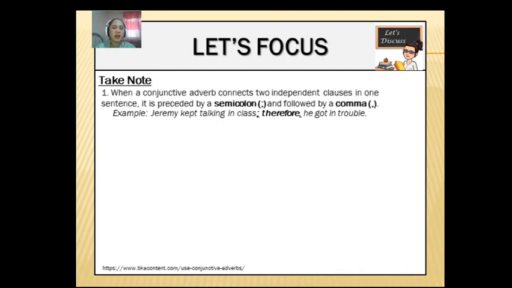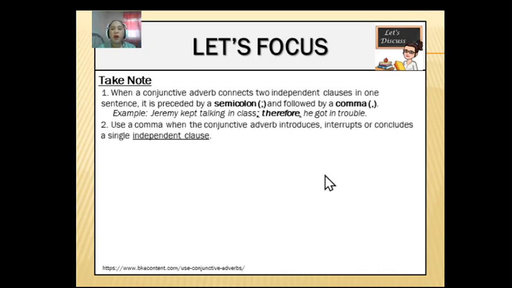Jeremy kept talking in class. Therefore, he got in trouble. In this sentence, we combine two independent clauses, which are Jeremy kept talking in class and he got in trouble. Since we joined them, we have to use a semicolon and a comma before and after the conjunctive adverb.